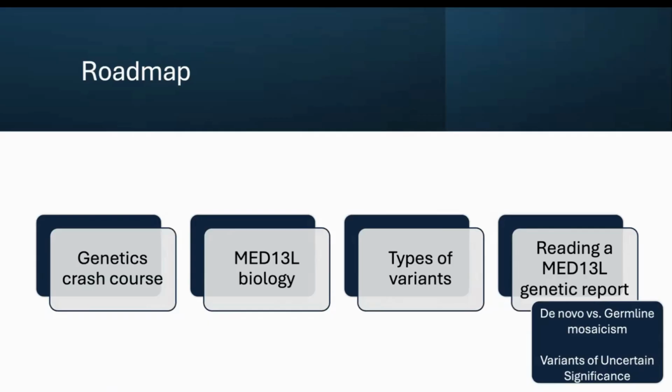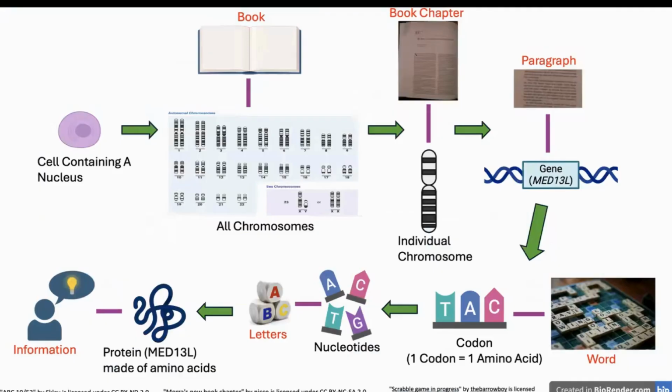When talking about reading MED13L genetic reports or any genetic reports, two of the topics that can bring up a lot of questions are de novo variants versus germline mosaicism and variants of uncertain significance. So I will go into a little bit more detail on these two topics.